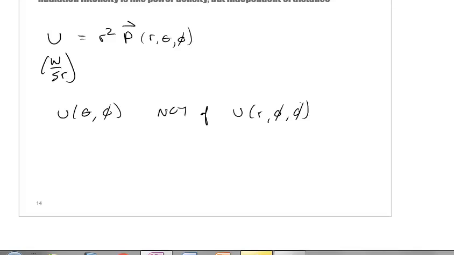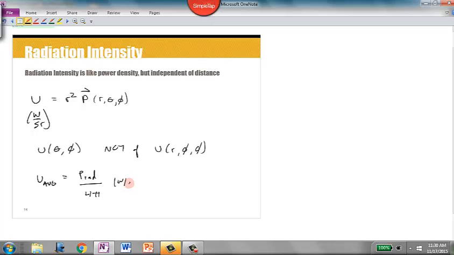And most often we're interested in a quantity called average radiation intensity, which is found by dividing the total power radiated by the area of a unit sphere, 4 pi steradians. We call that U average. It's measured in watts per steradian. So average radiation intensity for a given antenna represents the radiation intensity of a point source producing the same amount of power as the antenna.